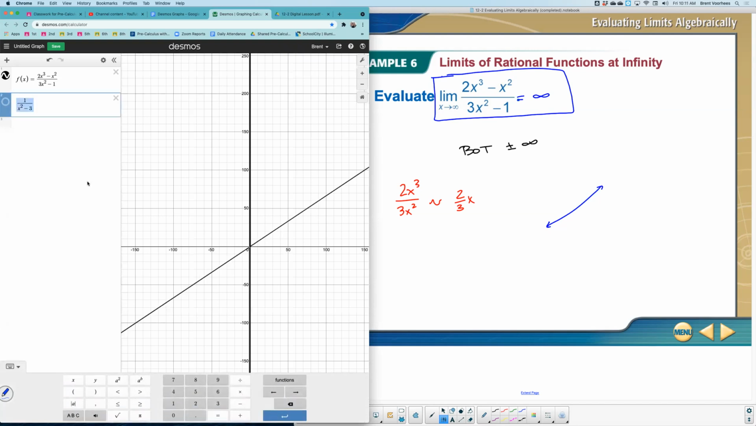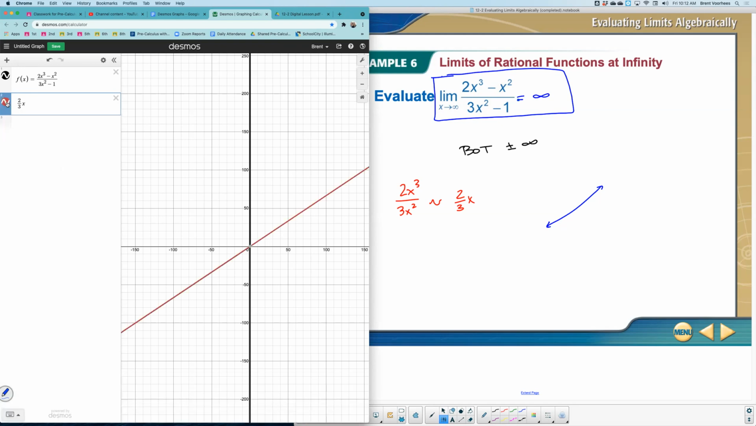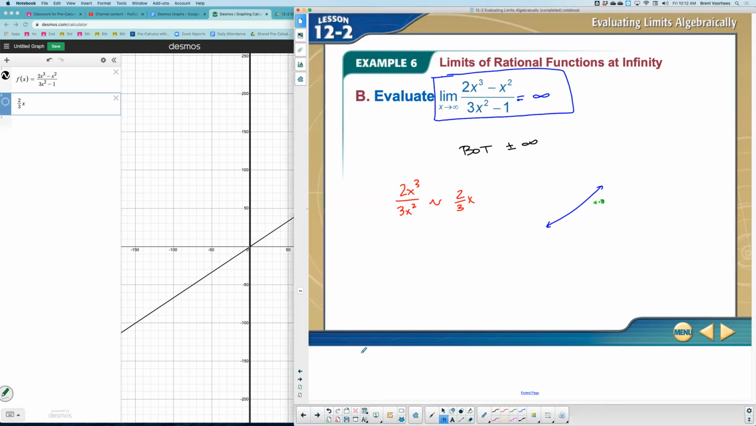Now let me put in the line 2/3 x. When I divided the leading terms, I got 2/3 x. Wow, look at that. It's almost as if math works. Oh, it does. Math is a truth teller. It tells the truth. So yes, it approximately is 2/3 x. And so as this graph goes right forever, the y's go up forever. That's the pattern there.